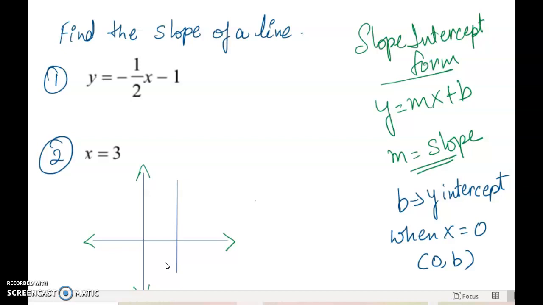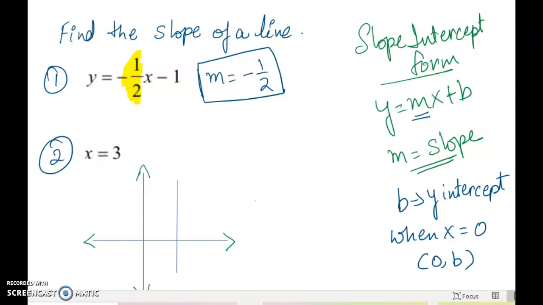So based on this criteria, whatever is with the x, that is the m. So in this case, what is with x? We have negative 1/2. So my slope will be negative 1/2. As always, I will box my answers. Okay, let's try question number 2.